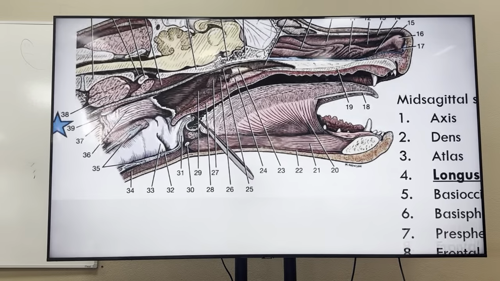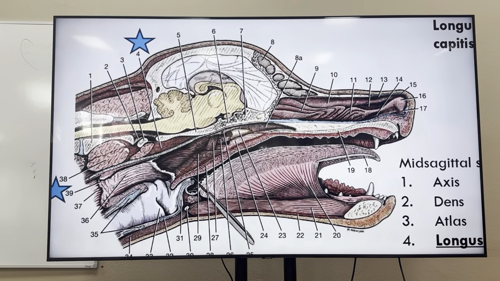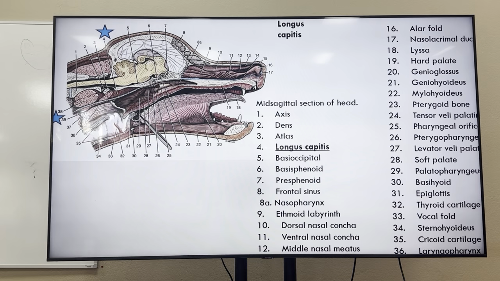So here again we have the muscle attaching to the base. So this is the basi occipital, number 5 here. And here we have this muscle attaching to the base of the occipital bone here, that is the longus capitis.